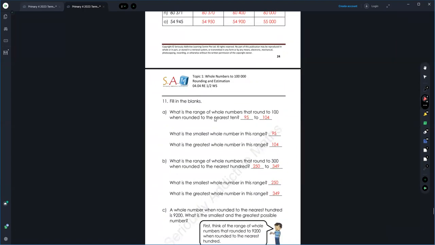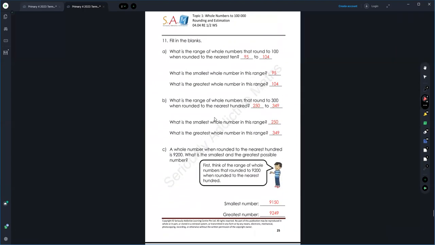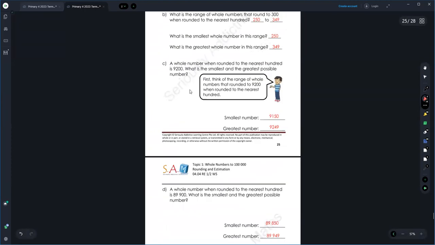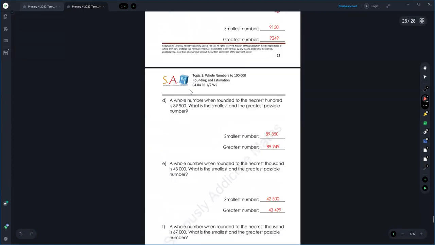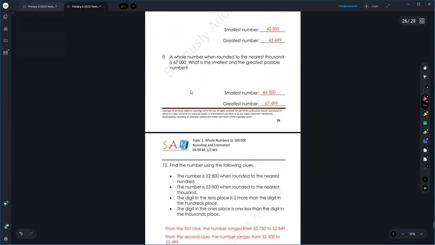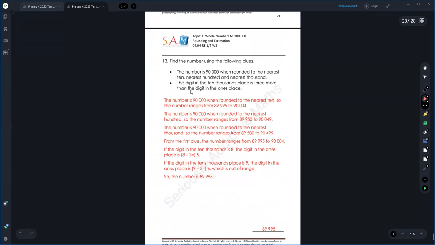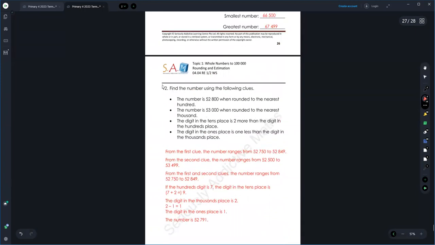Okay. Now these are challenging questions. So you might want to go through with them. 11. A lot of things are quite new to them. For some students, they may not know how to do this very well. And then show them how to do 12 as well.